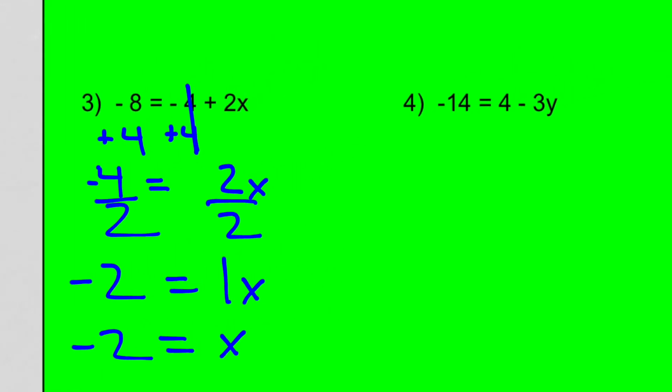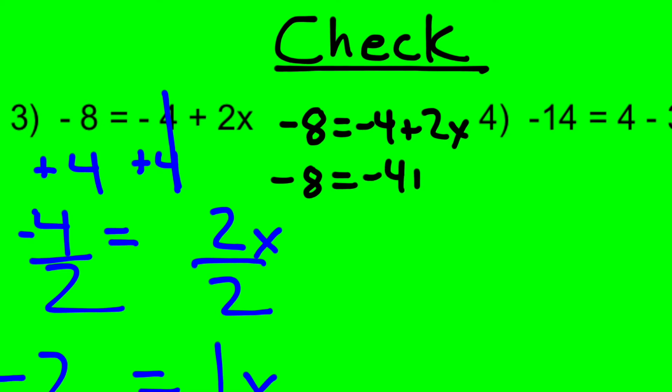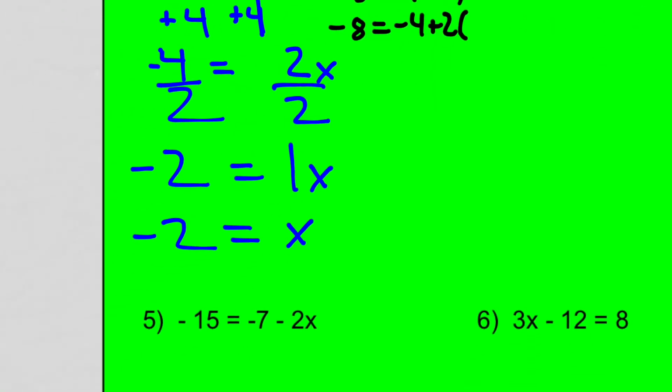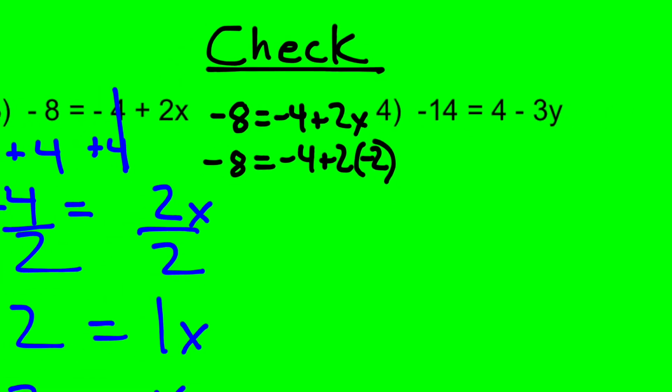The check. Write down the original equation. Negative 8 equals negative 4 plus 2x. Negative 8 equals negative 4 plus 2 times negative 2. Got to follow order of operations here. Negative 8 equals, I have to do this multiply first. 2 times negative 2 is negative 4.